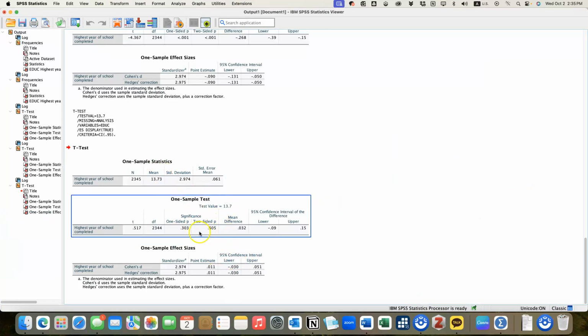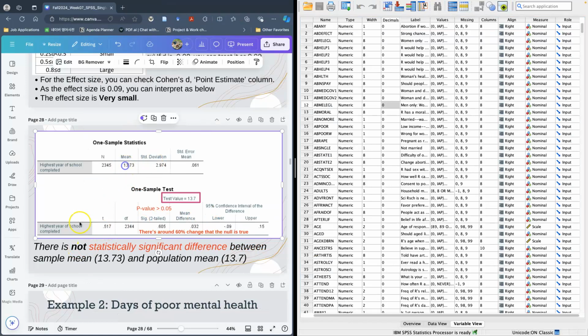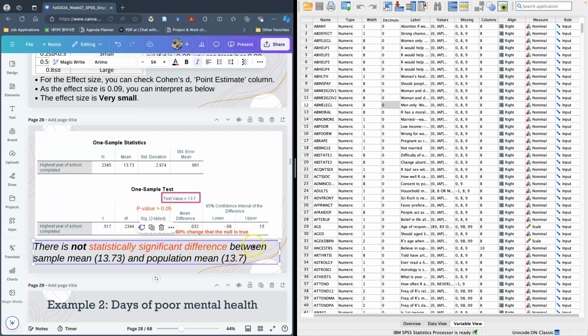The sample mean is the same. The p-value is 0.605, which means it's bigger than 0.05, right? So we fail to reject the null. We failed to reject the null here, and the null hypothesis was there is no difference between the hypothetical population mean and the sample mean. So we would say there is no statistically significant difference between population mean and the sample mean, right? So this is why there is no statistically significant difference between sample mean here and the population mean, or vice versa. All right, this is the first example.